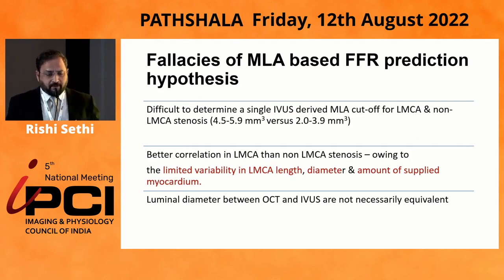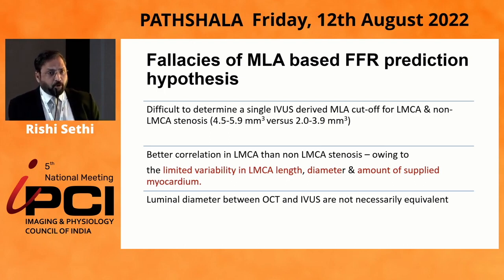But here I am to raise a little bit of controversy, and I would like to have your point of view on that also. I think there are a lot of fallacies about the MLA-based FFR prediction hypothesis, because it is difficult to assign a specific number to an individual patient based upon the mean value in clinical studies. If the mean value in clinical studies is 4.5 for left main disease, it essentially means that half of those patients with FFR values of less than 0.8 would have an MLA more than that figure. So it's very difficult to base your clinical decision on a specific MLA finding, derived from the mean values of any clinical trial.